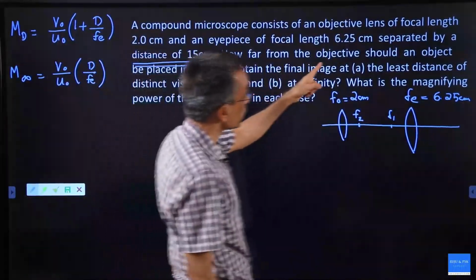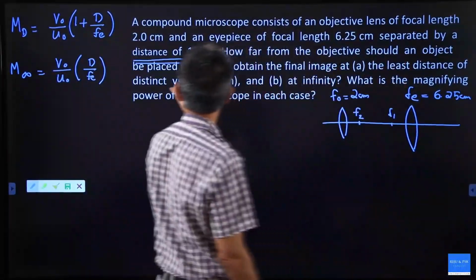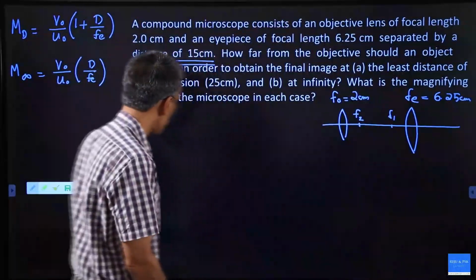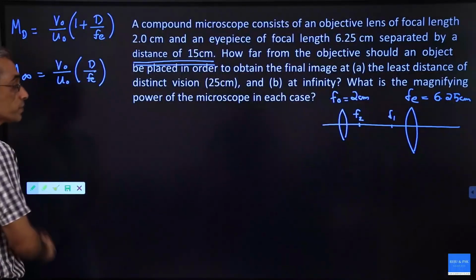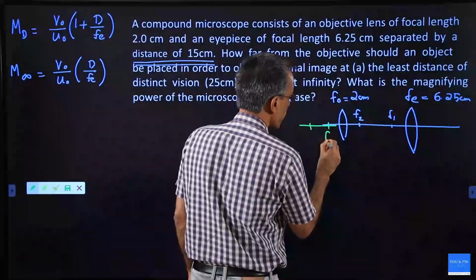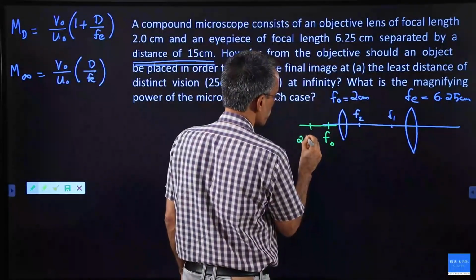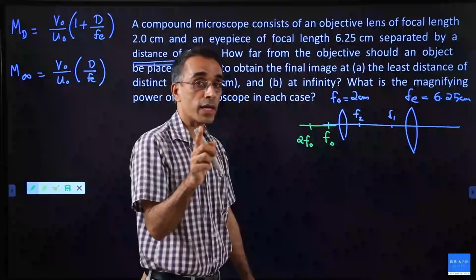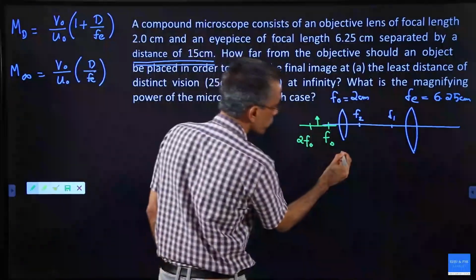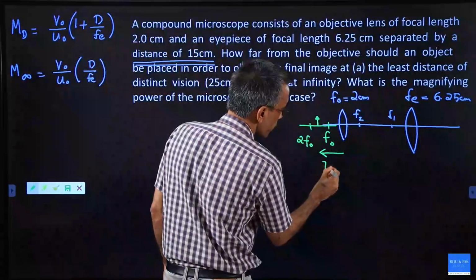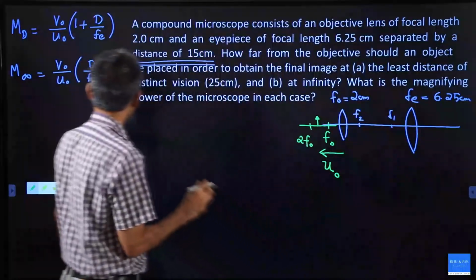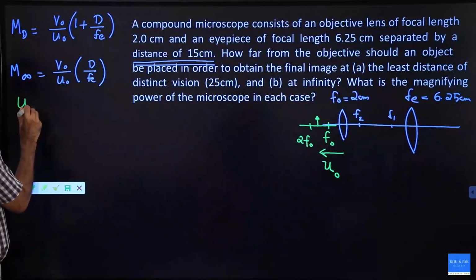How far from the objective should an object be placed? This is the objective. How far from it? And we know the object is always placed here, between F of the objective and 2F of the objective. Refer to the ray diagram study. So the object must be here. This is the object. You have to find out this distance. We call it U, the object distance of the objective. So that is our aim. You need to find out UO.